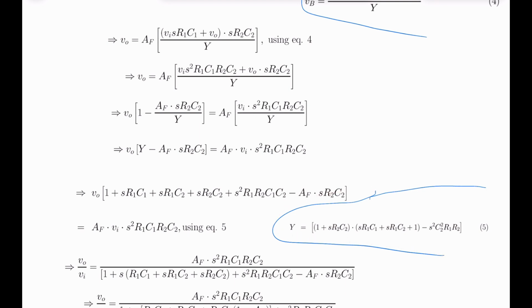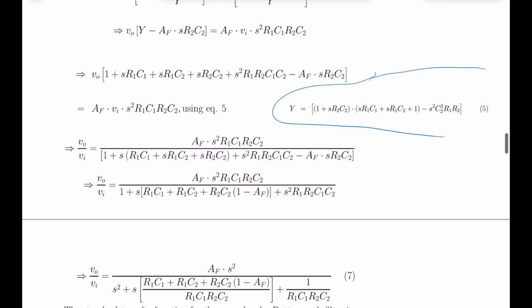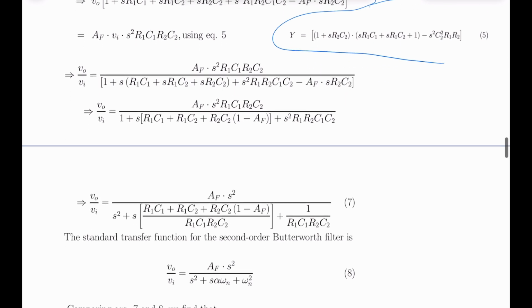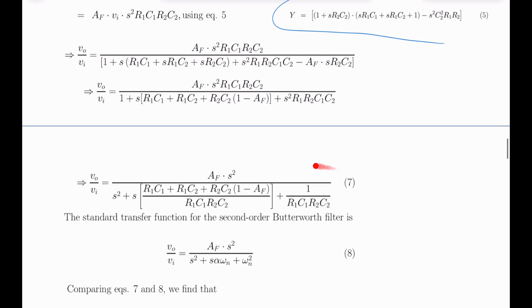So now find the value of V naught upon Vi. If you get the value of V naught upon Vi, this comes out to be this. In the denominator, we have a term containing S square, a term containing S, and a constant term. Now, the standard transfer function of the second order Butterworth filter is given by AF into S square upon S square plus S alpha omega n plus omega n square.